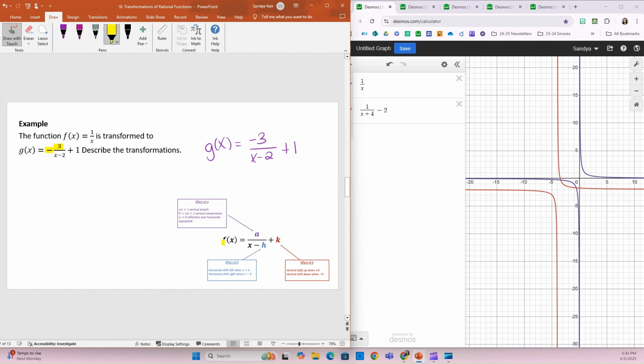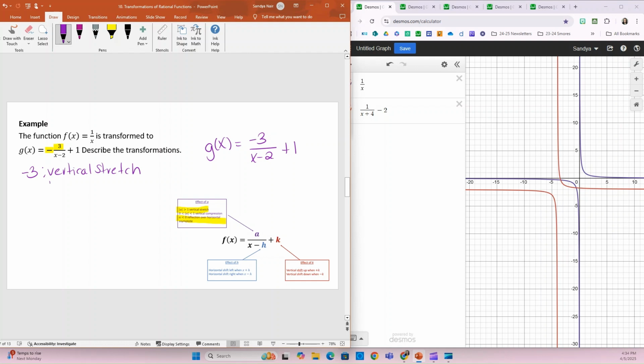So that means that represents a transformation of a. The absolute value of negative 3 is 3, which is bigger than 1. So that's going to be a vertical stretch. And also, since that 3 is negative, that's going to be a reflection. Negative 3 being a vertical stretch.